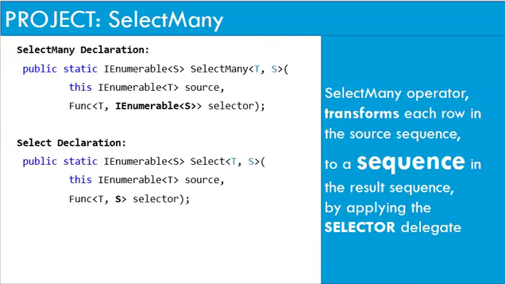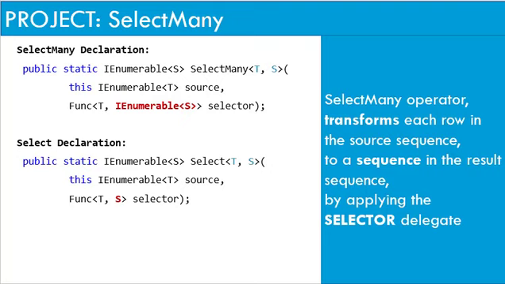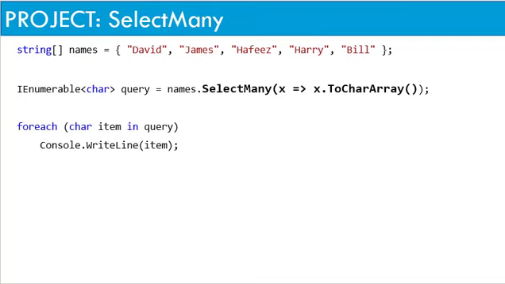Select many operator. The select many operator transforms the source item to a sequence in the result. If you compare the declaration of select many, the select many returns a sequence, whereas the select operator returns a single item. This means that the output sequence may contain more or fewer items than the input sequence. Here, it is explained with an example. The select many operator accepts a lambda expression and two-char array method is invoked on each item. This produces a sequence of characters against each item in the names array.